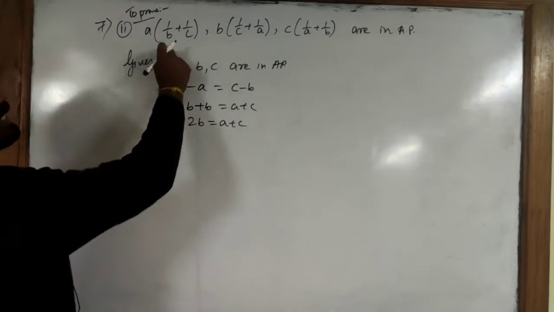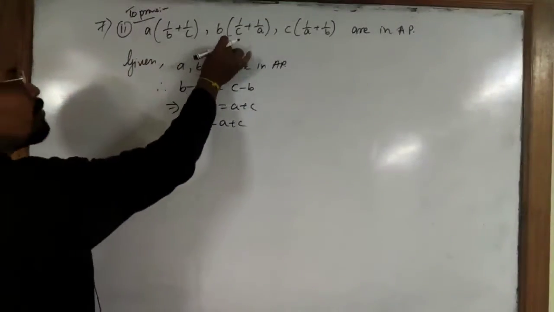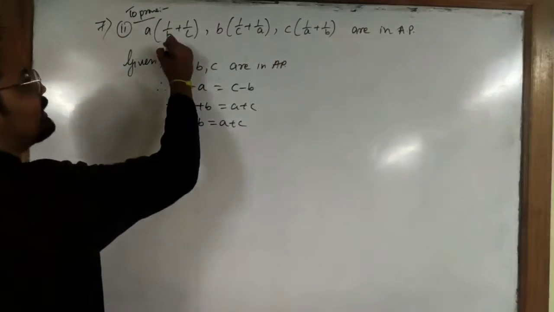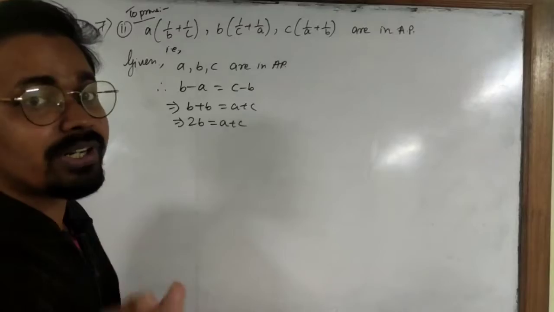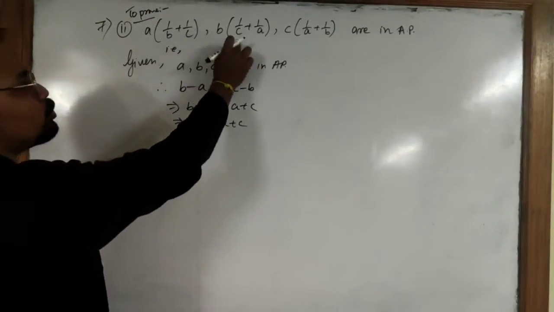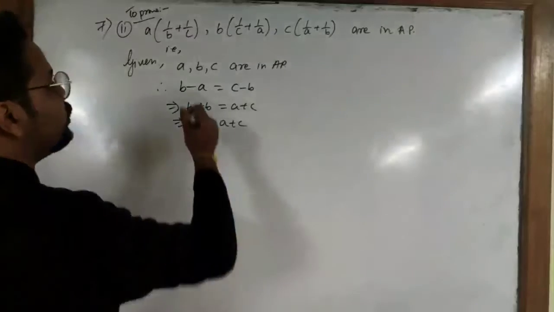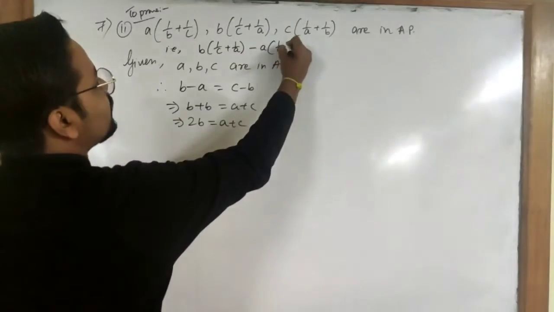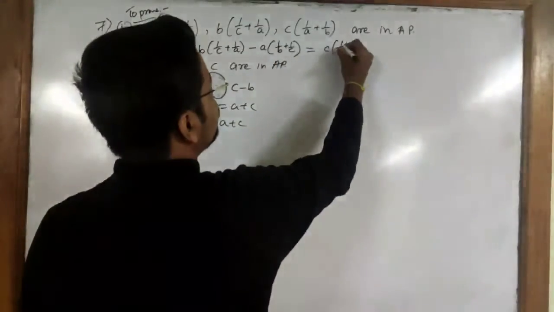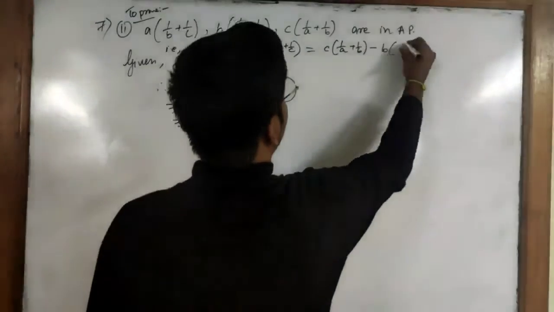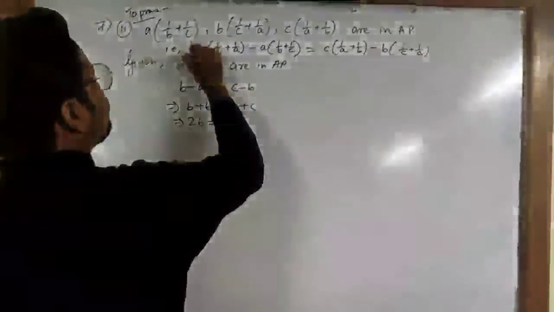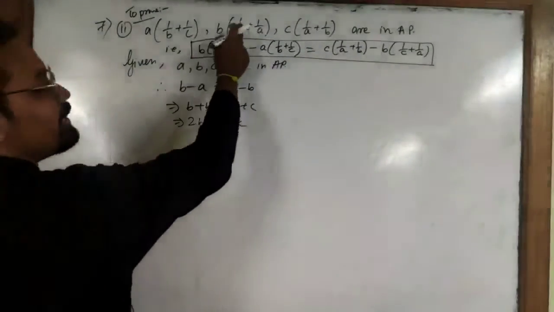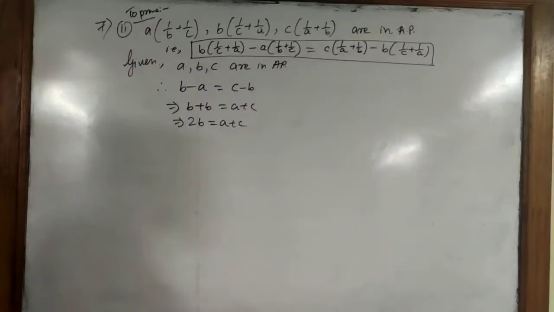Now if we have to prove that these are in AP, then we have to prove that their common difference is also the same. That means we have to prove the difference of these two and the difference of these two should be equal. So we will write B into 1 by C plus 1 by A minus A into 1 by B plus 1 by C must be equal to C into 1 by A plus 1 by B minus B into 1 by C plus 1 by A. This is what we actually have to prove. We have to show that they have a common difference.